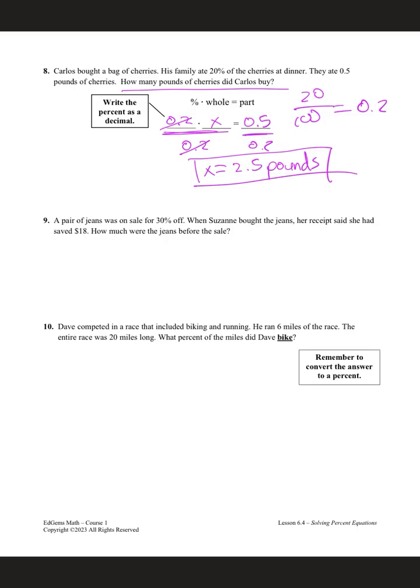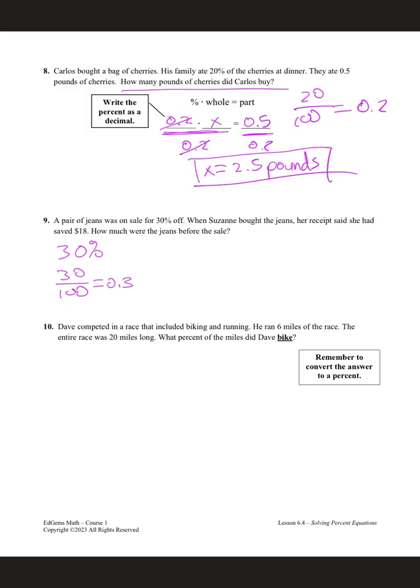Okay, number 9. On number 9, it says a pair of jeans was on sale for 30%. When Susan bought the jeans, her receipt said she had saved $18. How much were the jeans before the sale? So we have our percent, that's 30%. Okay, we want to change that into a decimal. So we're going to go 30 divided by 100, and that is 0.3.